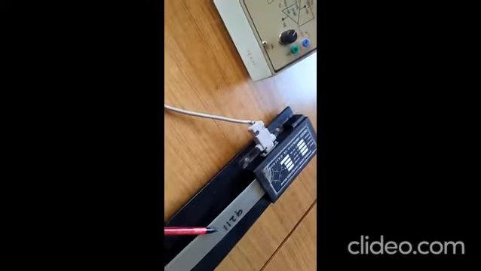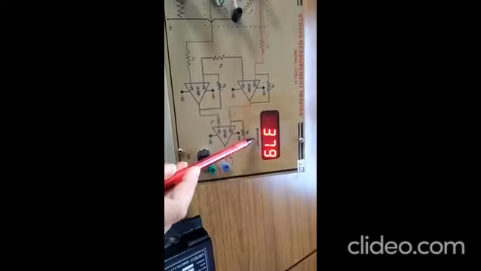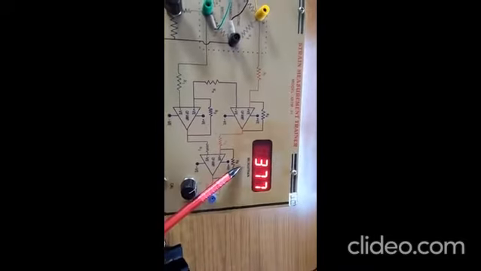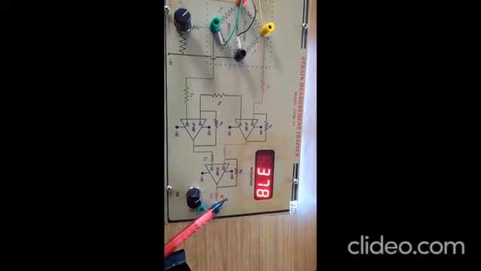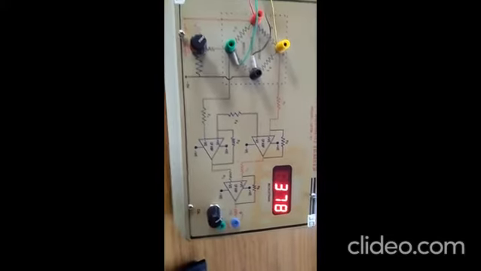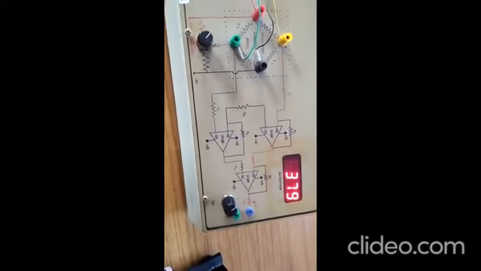Here I'm converting mechanical property to electrical property. Here I'm adding mechanical loads, 100 grams, 200 grams, 300 grams. And I'm getting the readings in terms of electrical. So that's why strain gauge is called a transducer. Now we will see.